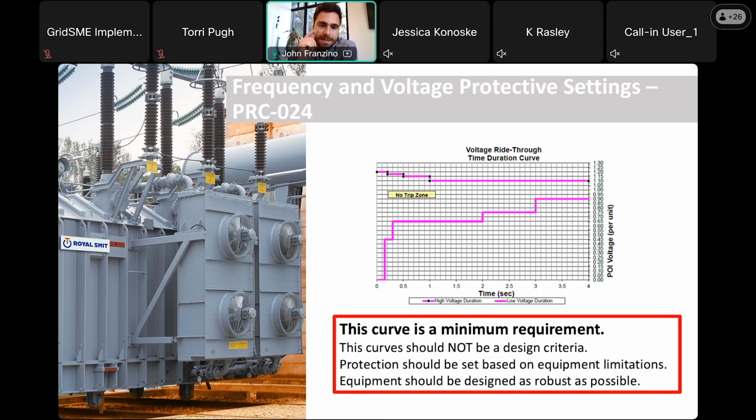We should not be setting that as the design requirement. This is the minimum requirement. And there are changes coming. PRC-029 is coming out to better address the same topic, but specifically for IBR technology. But the real punchline here is that you should set as wide a no trip zone for your protection systems and inverters, et cetera, as possible. Of course, not so that they suffer damage in an event, but set it as wide as possible because that supports the overall reliability of the grid and keeps the generator online through a grid disturbance and grid event.